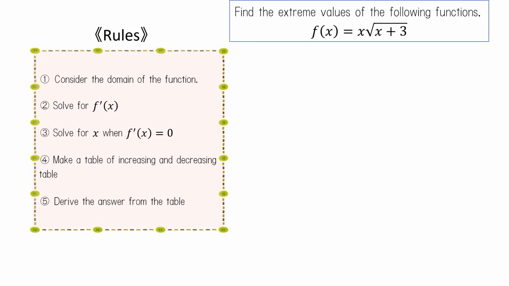Finally, let's review what we have learned. First, consider the domain of the function. Next, find f prime of x. Then find the value of x when f prime of x equals 0. Then make an increasing and decreasing table based upon that. Finally, find the answer from the increasing and decreasing table. That concludes this lesson.